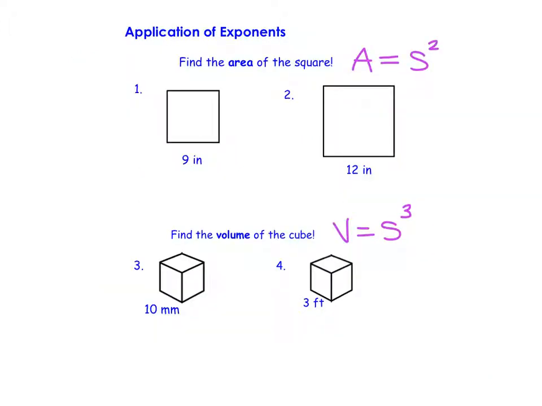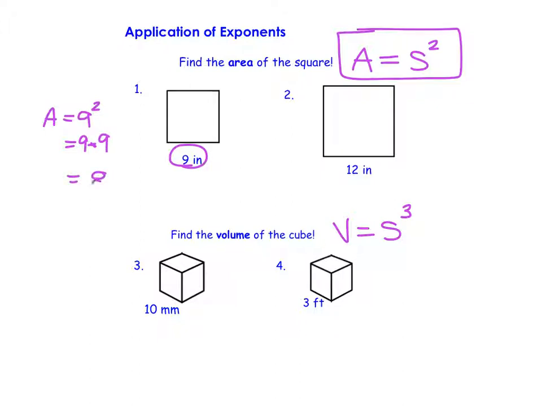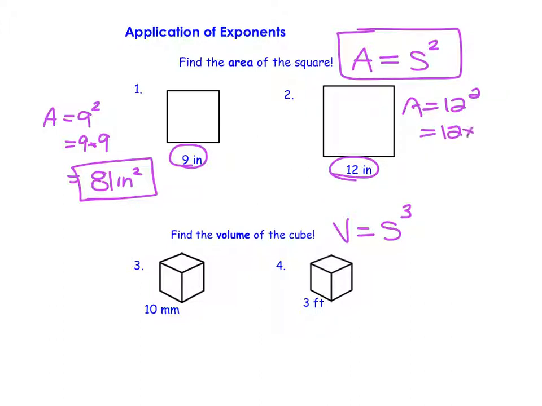So this final slide just shows you the different applications of exponents. So you can see here it says find the area of the square. So I have the area equation for a square, which is just side squared. So here we have a side length of 9, so our area would be 9 squared, which is 9 times 9, which is 81. And then if we tack our units on, it should be 81 inches squared. Then from here, we have a square with a side length of 12. So I know it's 12 squared, which is 12 times 12, which is 144 inches squared.